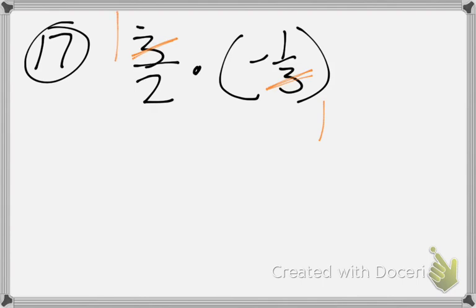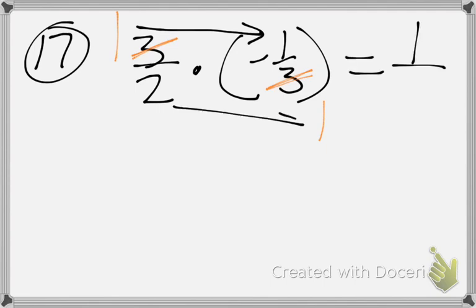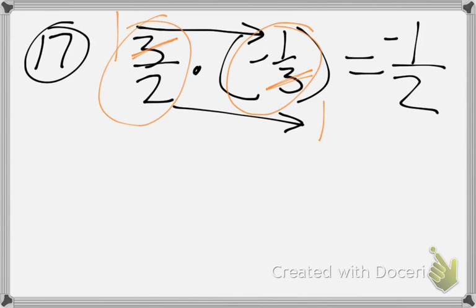So now I just multiply straight across. 1 times 1 is 1. 2 times 1 is 2. And the problem was a positive 3/2 times a negative 1 over 3. So that is going to be a negative 1/2 for my final answer.